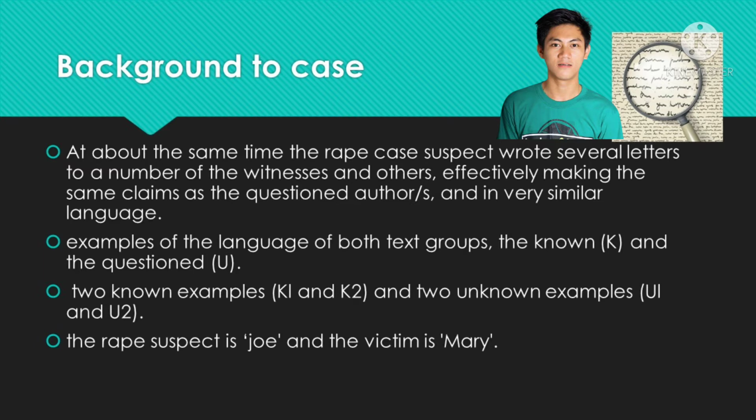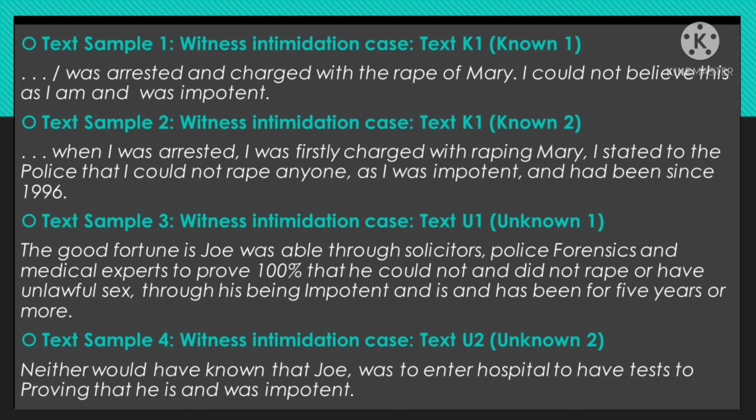I will now give some examples of the language of both text groups, the known and the questioned. There are two known examples, K1 and K2, and two unknown examples, U1 and U2. In these examples, the rape suspect is Joe and the victim is Mary. Text K1, known 1: I was arrested and charged with the rape of Mary. I could not believe this as I am and was impotent. Text K2, known 2: When I was arrested, I was firstly charged with raping Mary. I stated to the police that I could not rape anyone as I was impotent and had been since 1996.